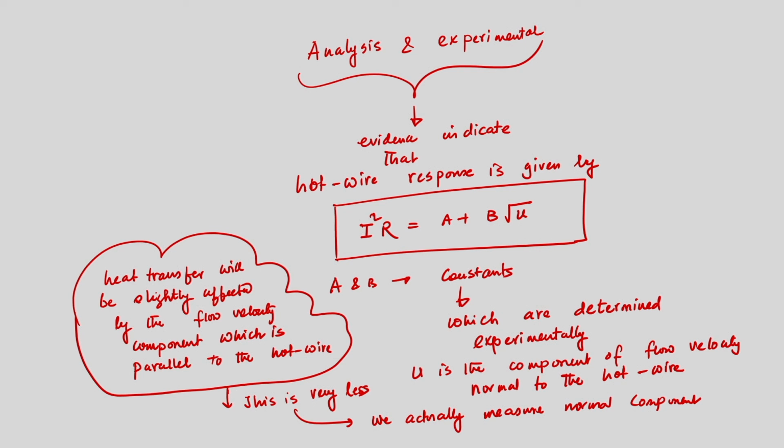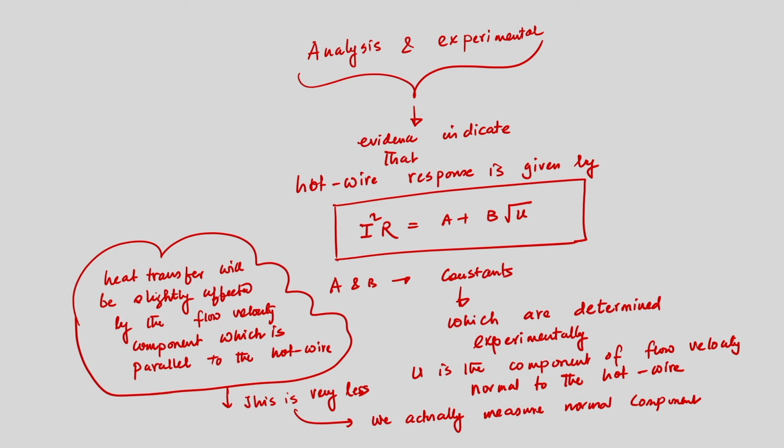Even though the component parallel to the probe will be very small, the presence of that velocity component parallel to the hot wire will affect the heat transfer measurement, which in turn might affect the measurement of the flow velocity component, but as I said, this component is very small. So, we actually measure the velocity component which is normal to the hot wire.